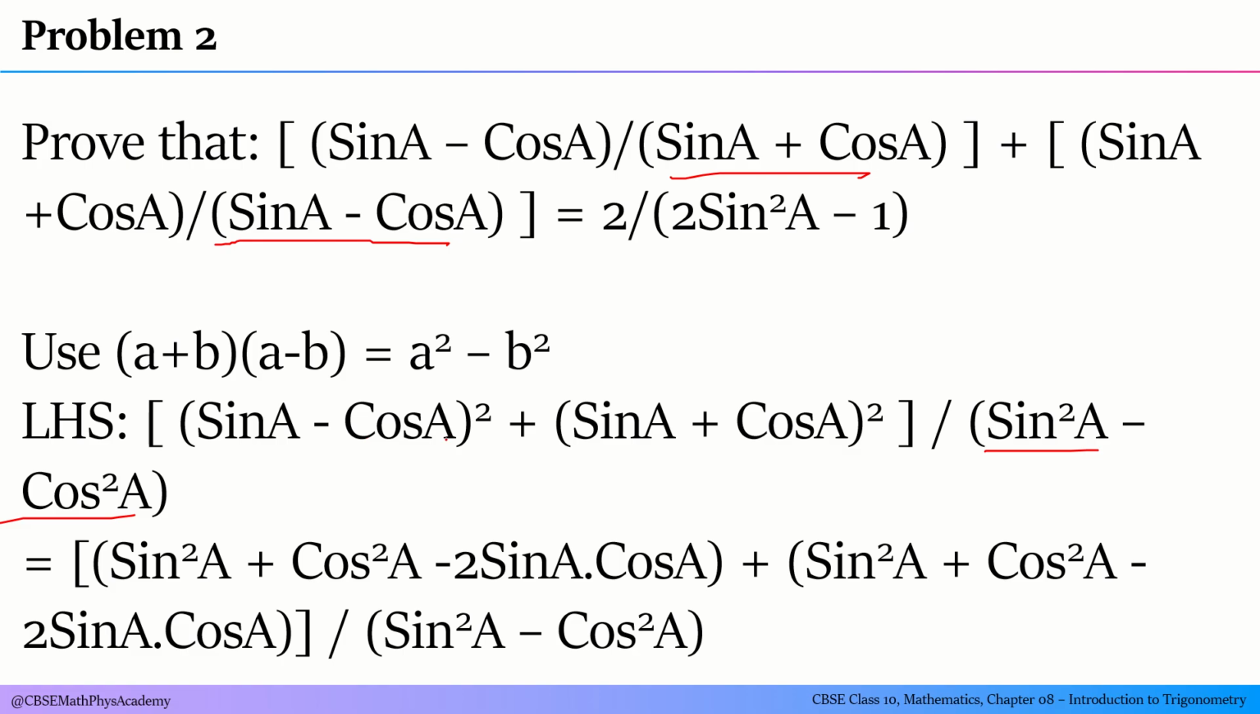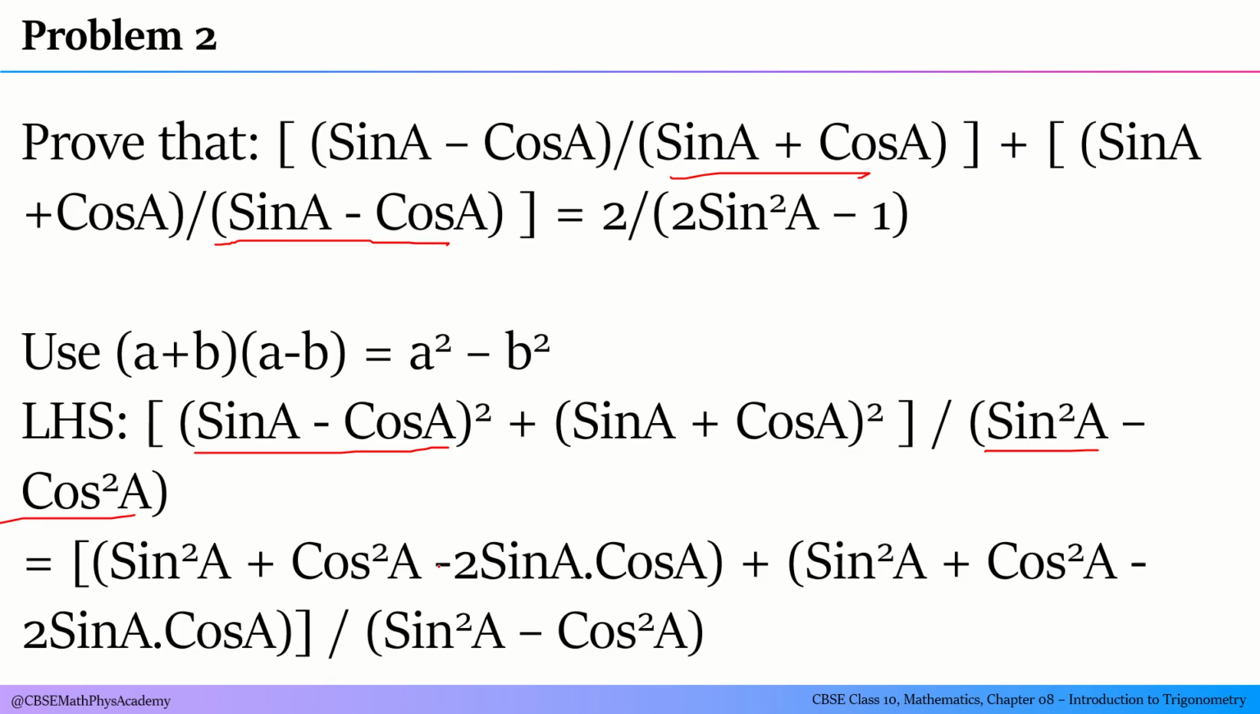Now I am going to expand each of these using the (a minus b) whole square and (a plus b) whole square formats. Sin A minus cos A whole square is equal to sin square A plus cos square A minus 2 sin A into cos A, plus for the second part I apply (a plus b) whole square. So it becomes sin square A plus cos square A plus 2 sin A cos A, the whole divided by sin square A minus cos square A.